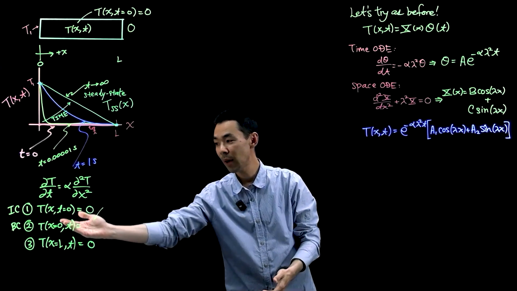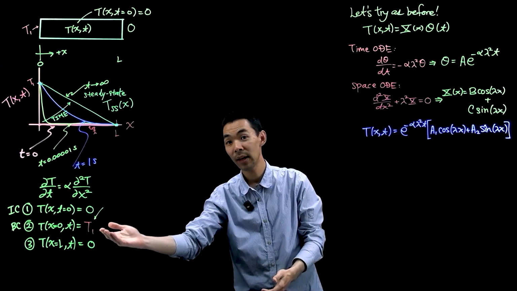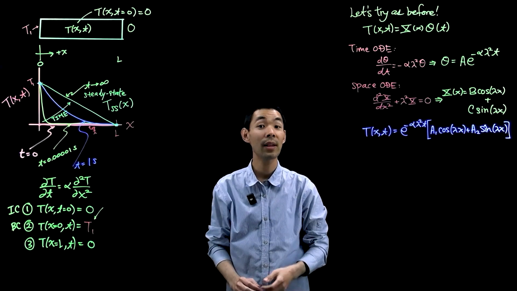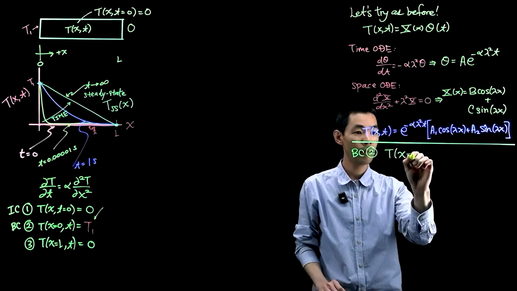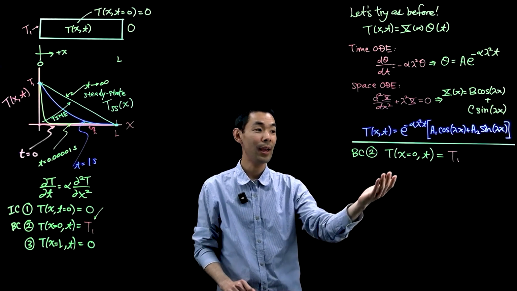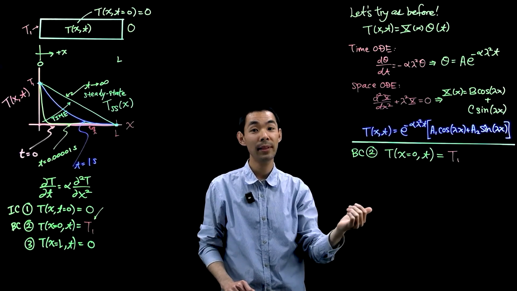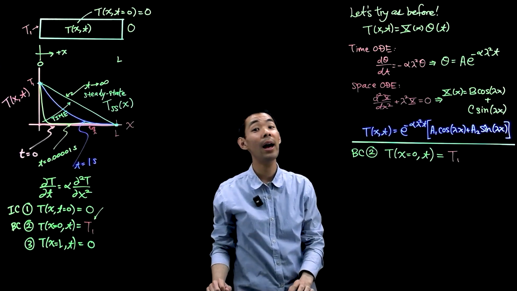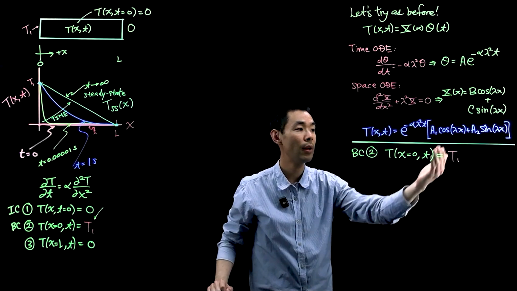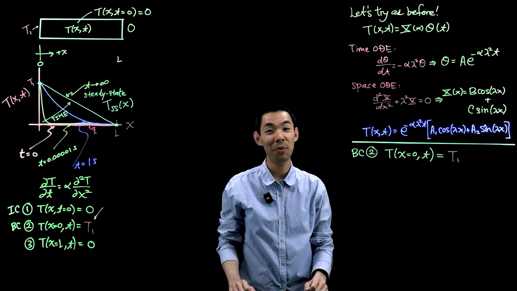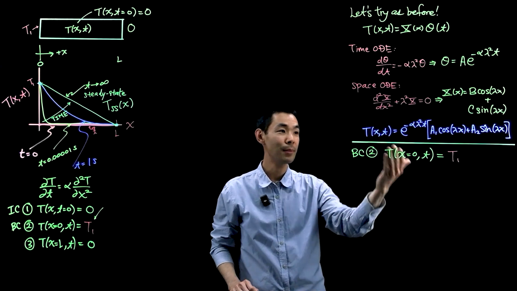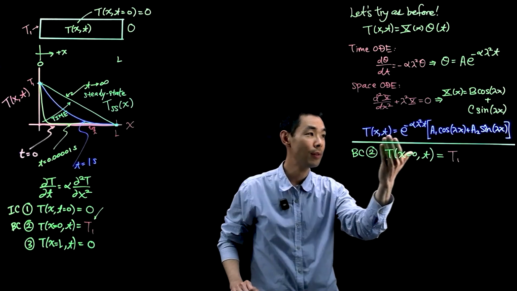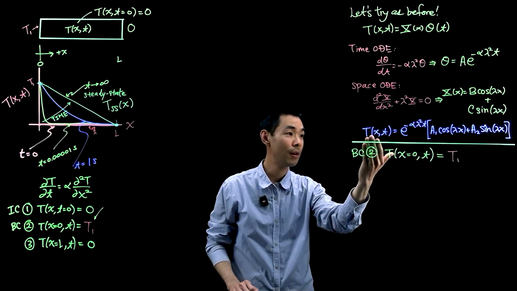So let's try the boundary condition on the left at x equal to 0 and see what it does this time around. So this is our boundary condition. At x equal to 0, for all time t, the left edge of the slab is contacting a heat reservoir that's maintained at a fixed temperature T1. So all we do is plug in x equal to 0 into this expression that we have right here.